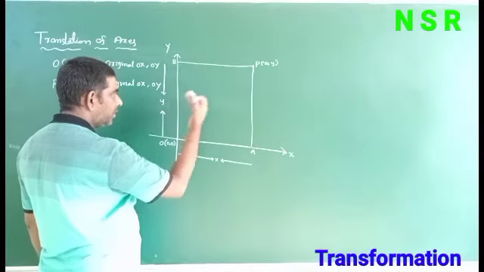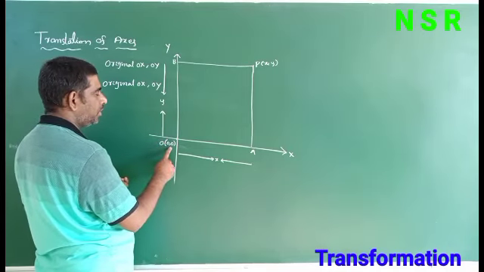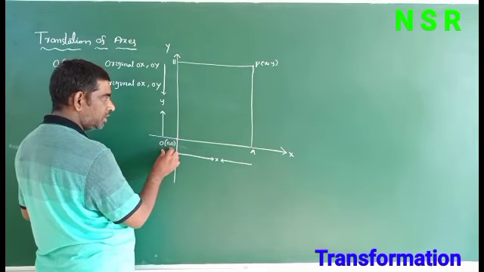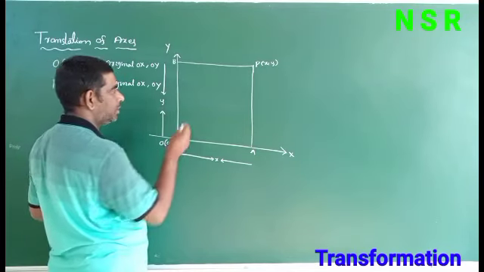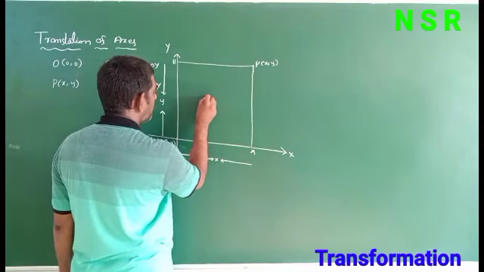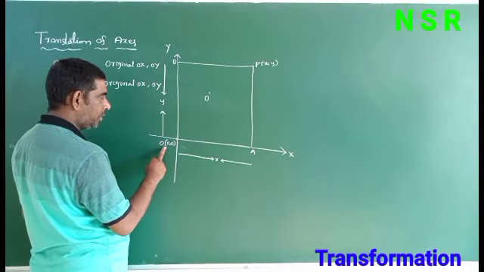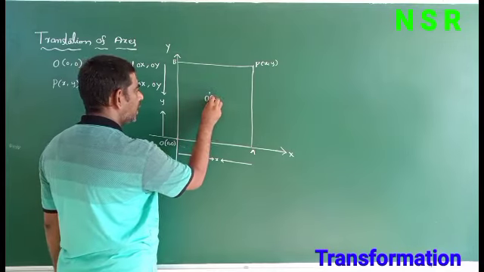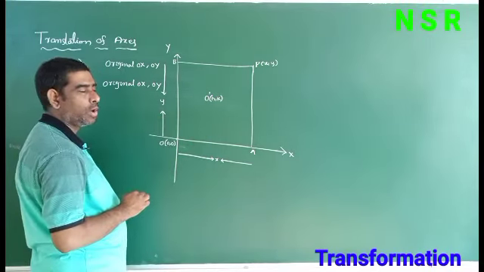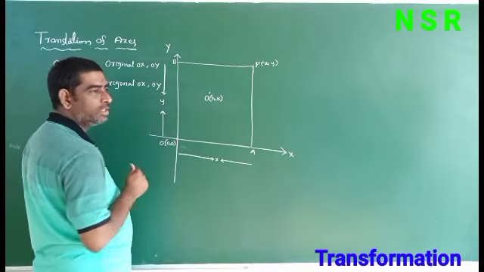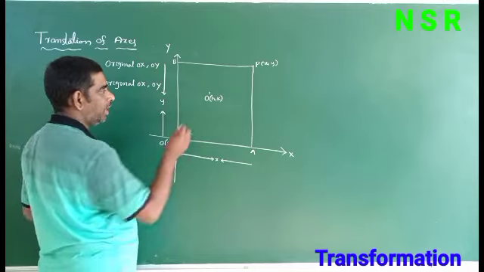Next, the origin is shifted from one place to another place. So here the origin is 0, 0. If this origin is shifted to any place in this plane, we have x and y coordinates of the new origin, that is O dash. So this is O(0, 0), and this is O dash (h, k). This is the origin shifted point. It is denoted by O dash (h, k).